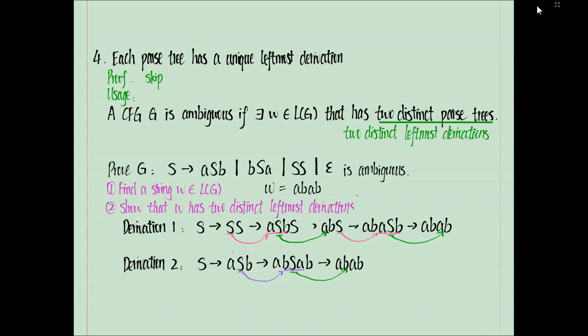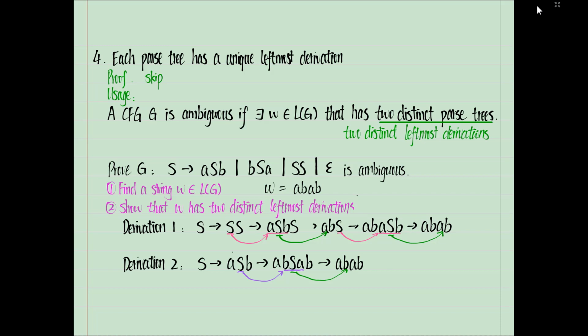We have a two-step procedure to do that. First, we need to find a string W which is generated by this grammar. And the string I picked is ABAB. Second, we want to show that this W, ABAB, has two distinct leftmost derivations.